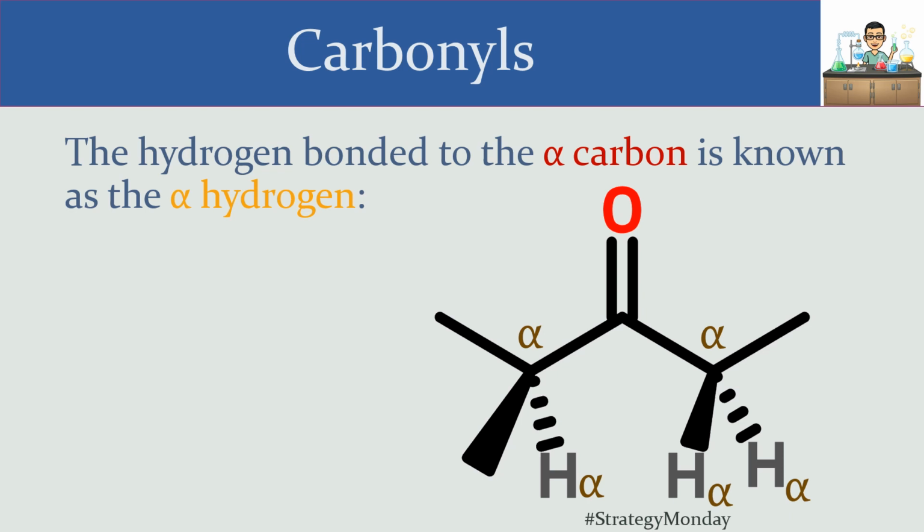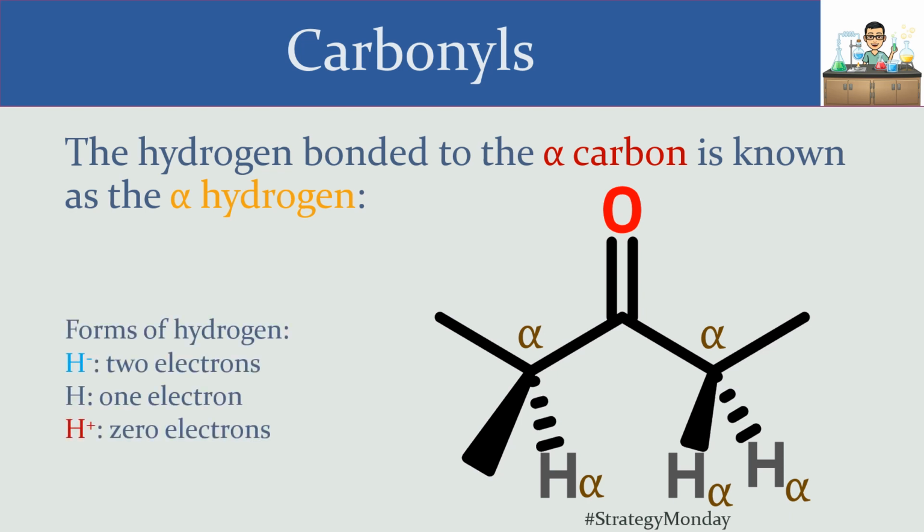Before we go into them, let's talk about hydrogens in general. When you have a neutral hydrogen atom, it has a single electron on it. When you have a hydrogen with an extra electron, that's called a hydride, and it has 2 electrons. When you have an H plus, though, that has 0 electrons. So if we remove an H plus from a molecule, we're removing something that has 0 electrons associated with it.